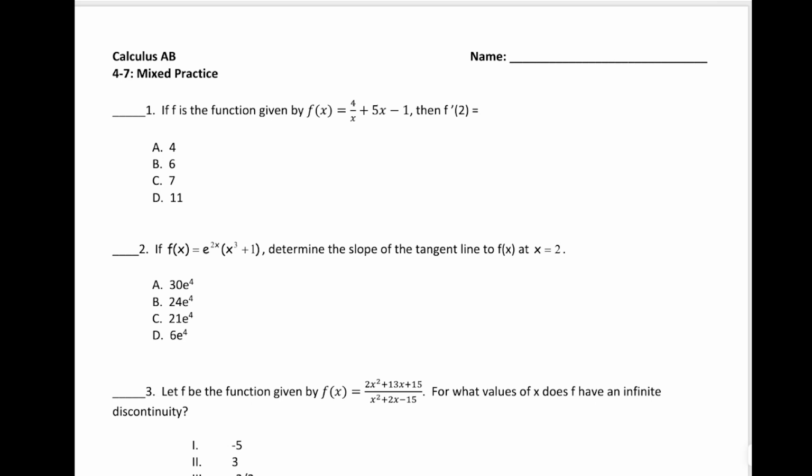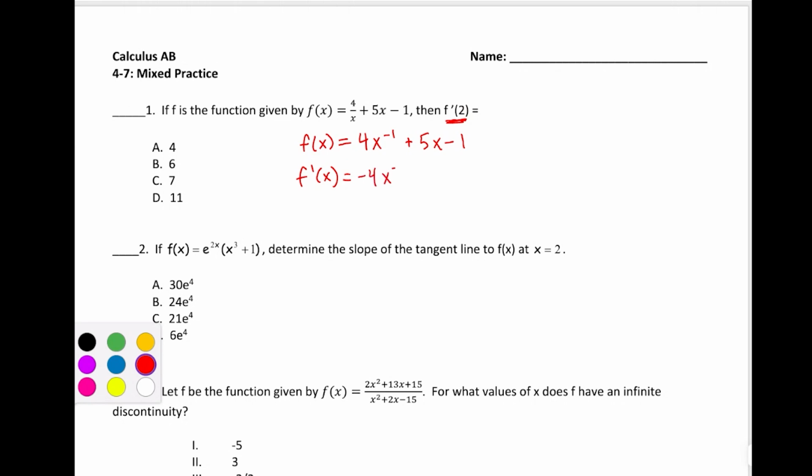So the first one says if f is a function given by 4 over x plus 5x minus 1, then what is the instantaneous rate of change or the derivative of f at x equals 2? So this is what we're trying to evaluate. So first we need to find the derivative. And actually, before I even bother finding the derivative, I'm going to rewrite this first term as 4x to the negative 1, just to make it a little bit more obvious that we can use the power rule to differentiate. So using that power rule, especially on that first term, we're going to have negative 4 times x to the negative second power plus 5.